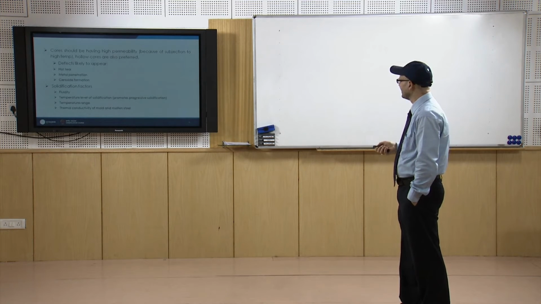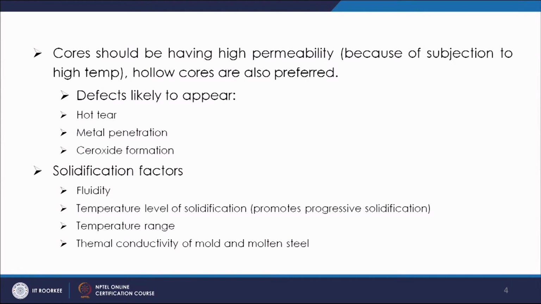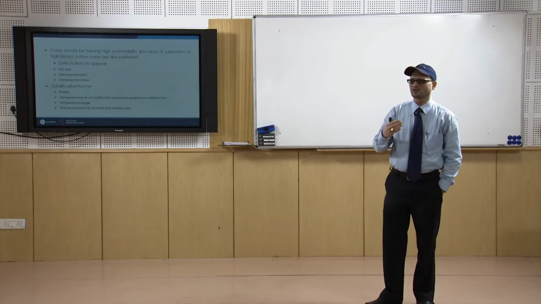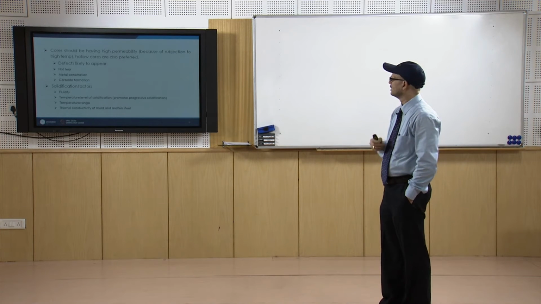Xeroxide formation is basically the formation on the top surface of a glassy-like appearance because of the reaction products. That also is because of the high temperature, one of the reasons. So that is to be taken care of by taking a suitable molding material.